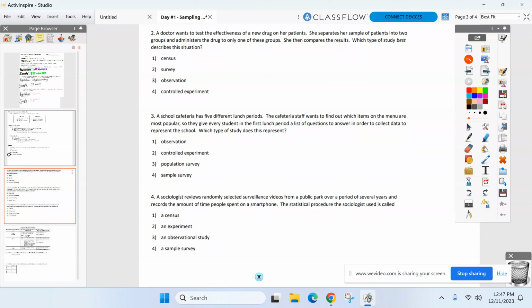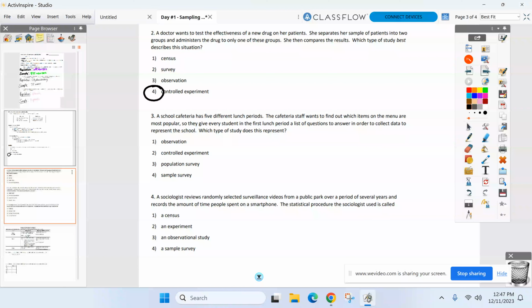Relax, all right? Relax. It is a throwback. All right, how about 2? What's the best way to do this, describe the situation? 4, right? Controlled experiment, that's an easy one. I separate them. How about 3 now? Why 4 and not 3?